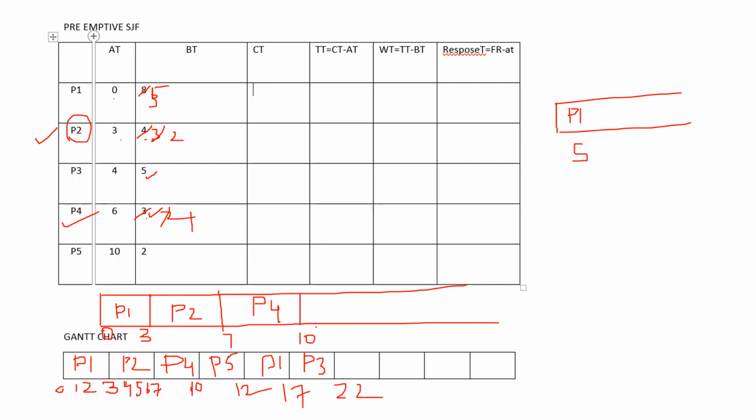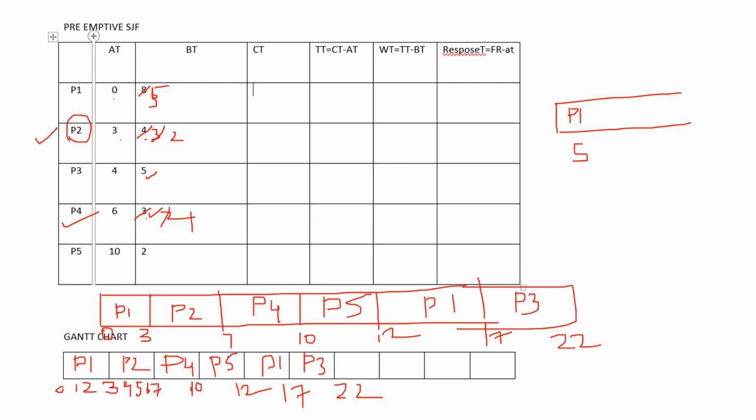Okay, next after P4, P5 came, right? P5 12. P1 17. P3 22.